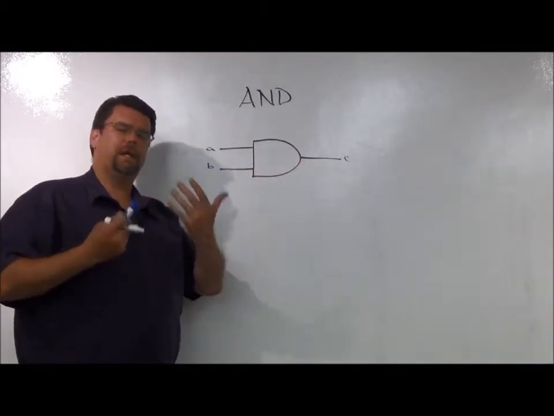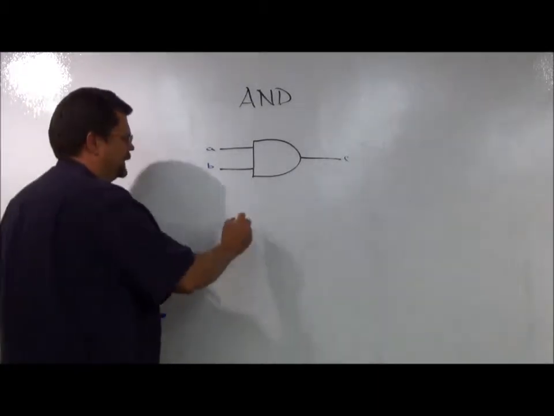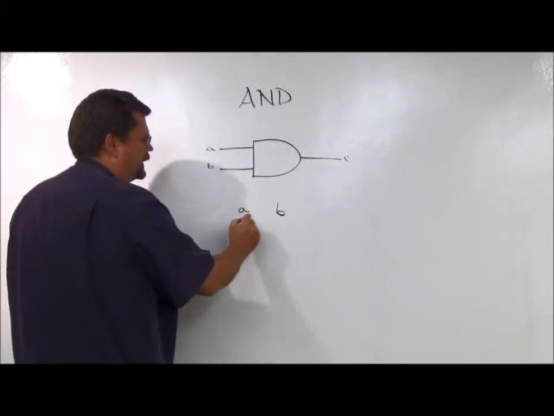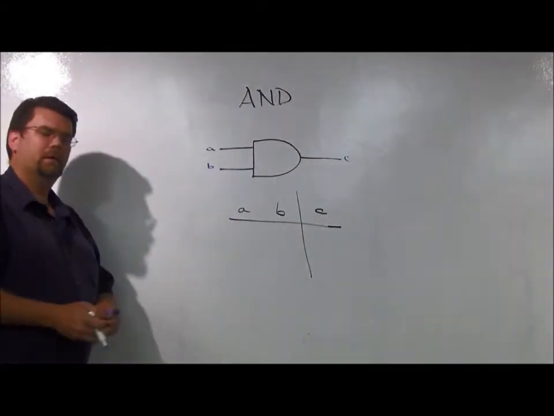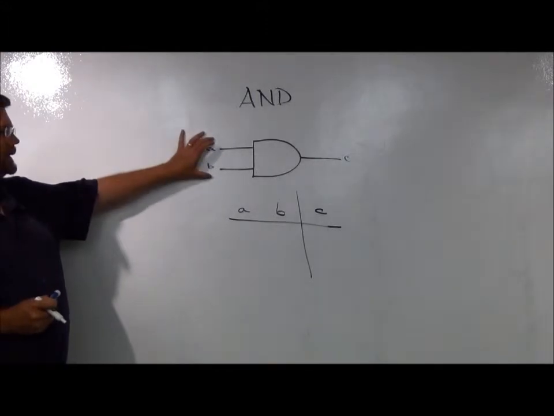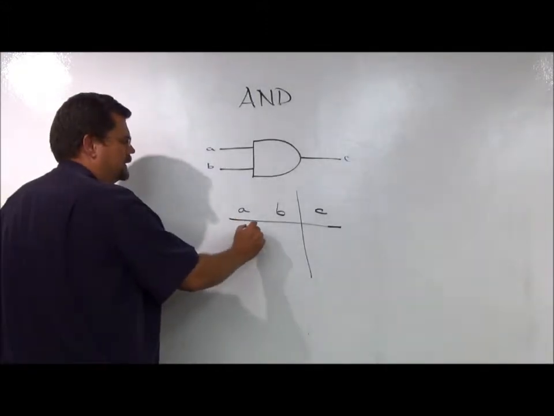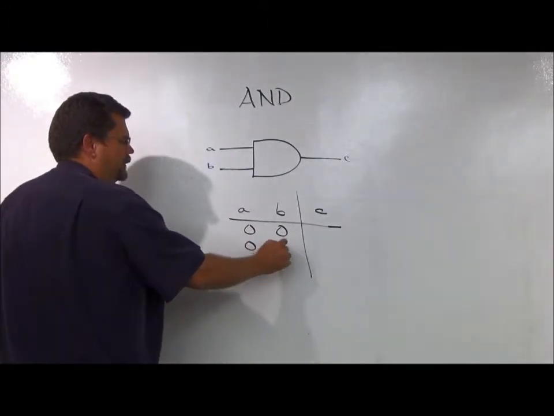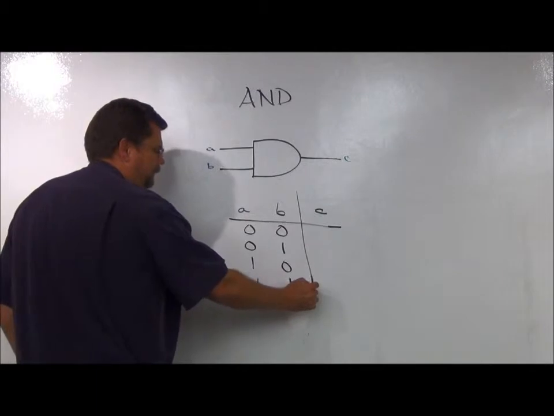The way we gauge what the effect of the AND gate is, we use truth tables. Now, truth tables are nothing more than a mapping from a set of inputs to an output. Since we have two input signals, there are four possible combinations of bits: 0 and 0, 0 and 1, 1 and 0, and 1 and 1.